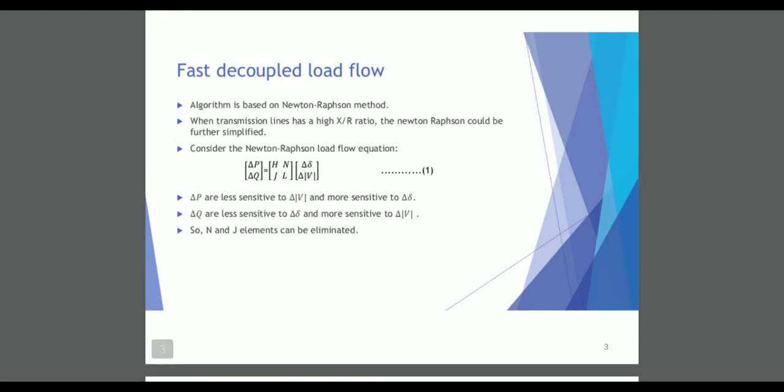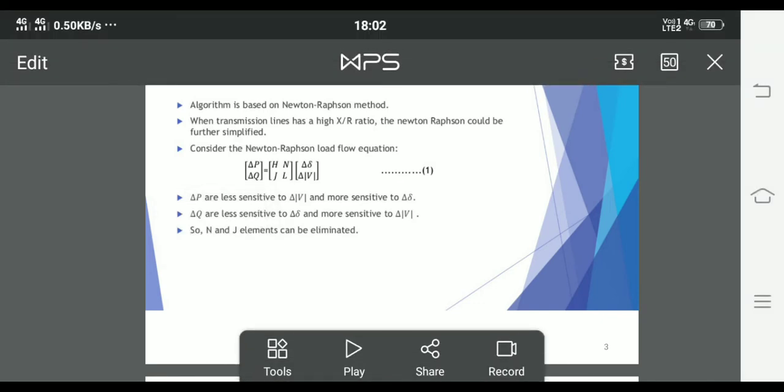And coming to the general model equation for your Newton-Raphson method, it is presented on this slide as equation number 1. And these are the different factors which you need to consider when you are going to solve your load flow equation by using the fast decoupled load flow method. The first factor is delta P should be less sensitive to delta V. Delta Q should be less sensitive to delta delta, where P, Q, V, delta are nothing but the specified and unknown quantities as we have discussed earlier.